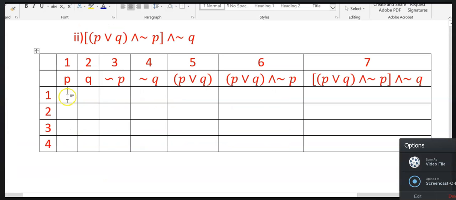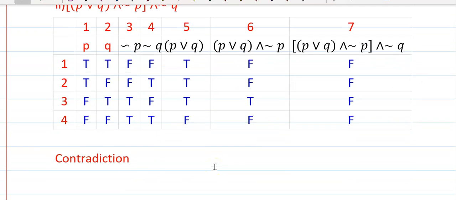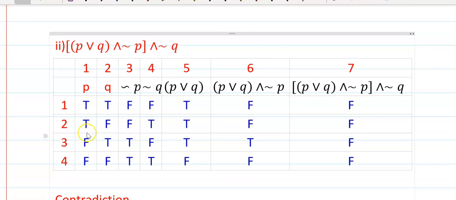Now next is number 2. This is the second one. In this case, there is P or Q in the first square bracket, and negation of P and negation of Q. Now first is P, there is double T, double F. Q is TF, TF. Negation of P is FF, TT. Negation of Q is FT, FT.